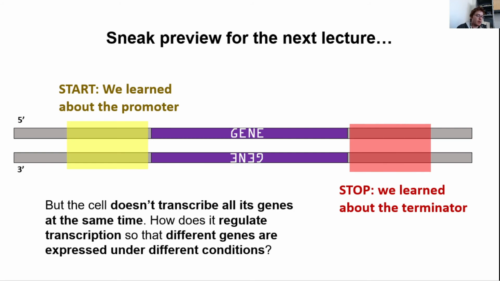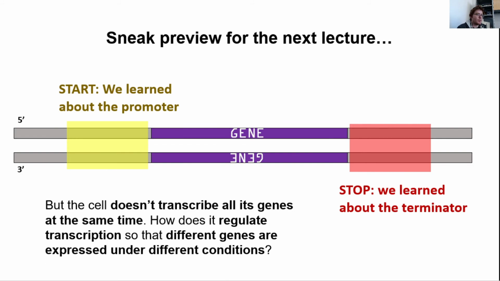to talk about how using these start signals and stop signals and creating regulation around them, it's going to be able to make it so that the cell doesn't transcribe all its genes all at the same time, right? And that regulation of transcription, that is deciding what genes to make at what times and when, is going to enable cells to be different and to react to different environments and change their states.